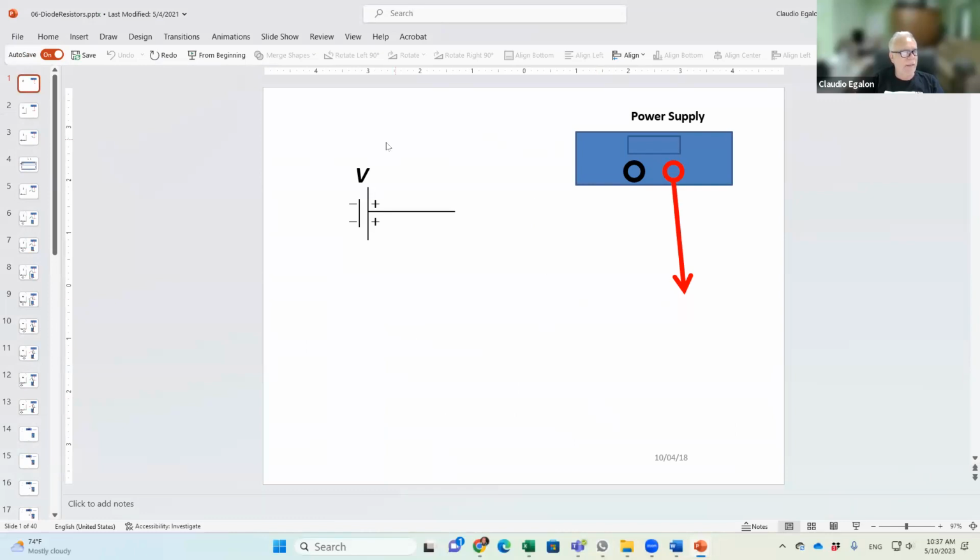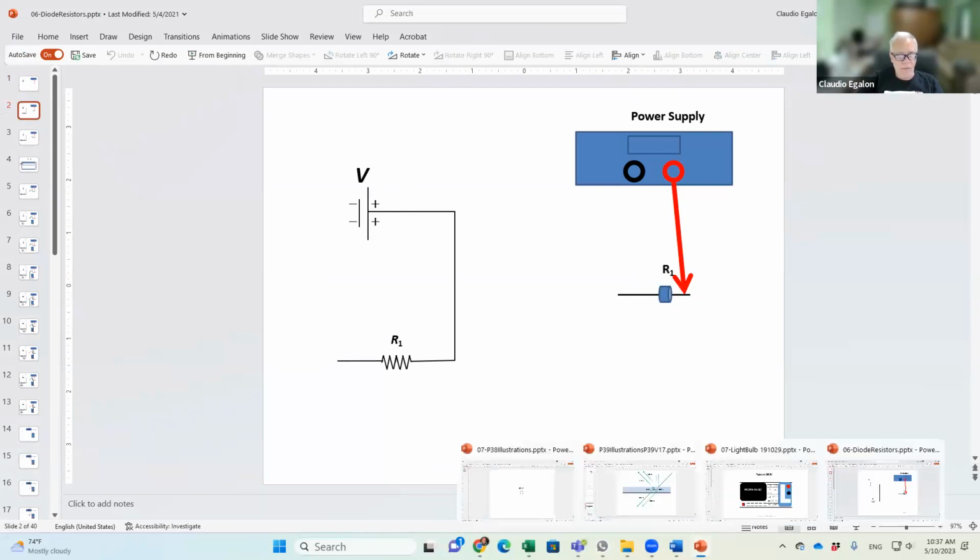Next, that's the symbol for the power supply, symbol for the battery, symbol of power source. The red terminal of the power supply is the positive one. Then connect that to the resistor. So there, resistor.